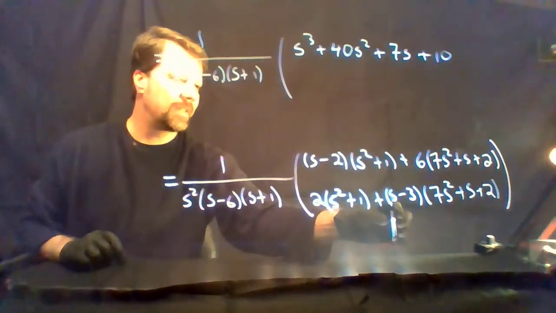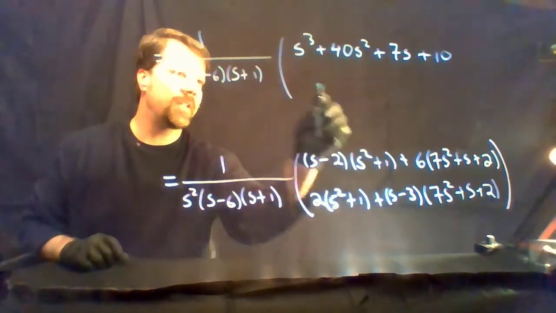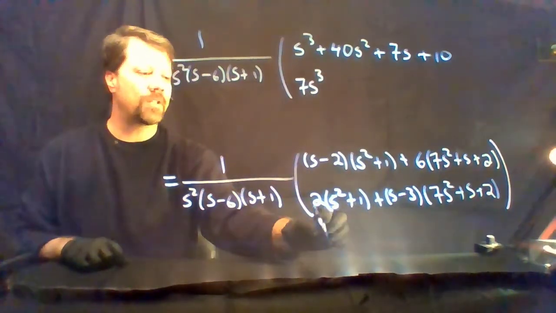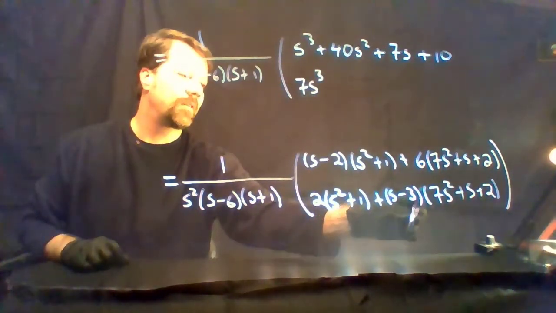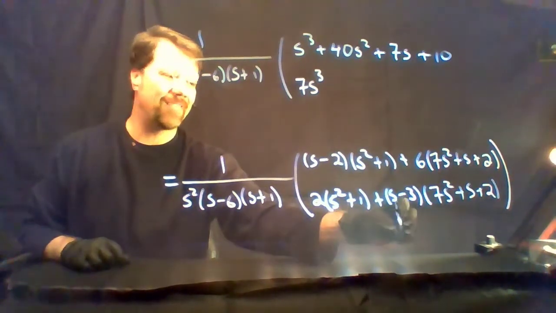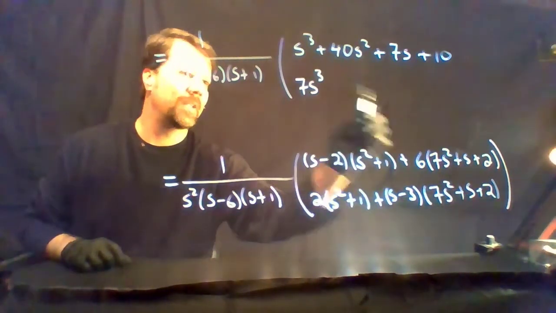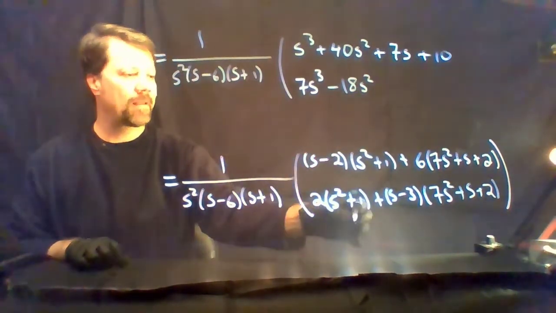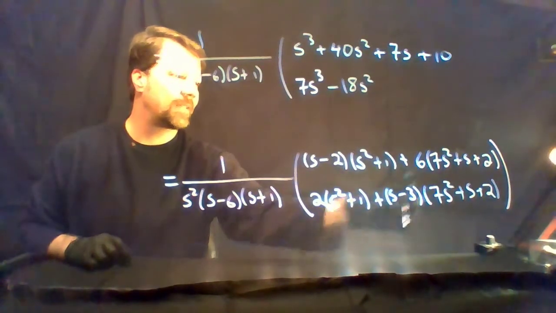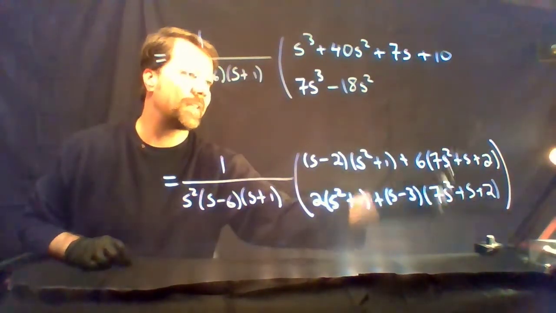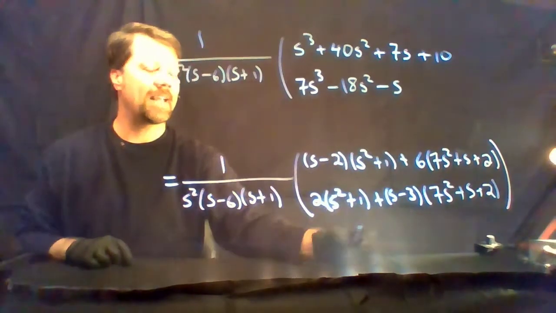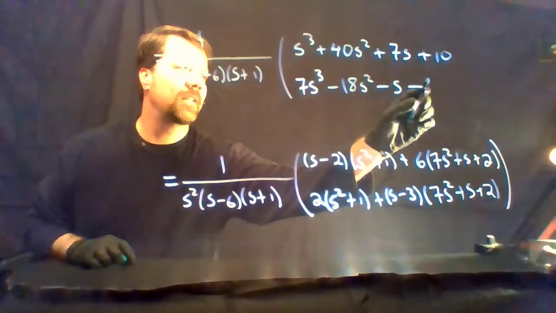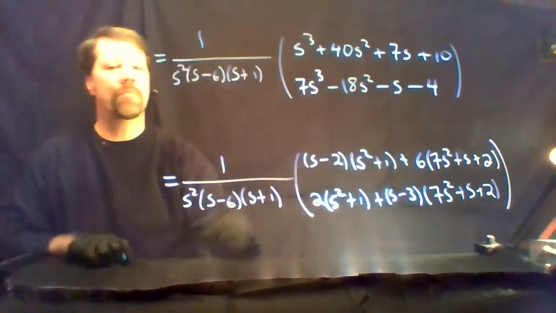In the second row, the only s cubed term is here, 7s cubed. Now the squared terms. 2s squared minus 21 is a net of negative 19, plus another one is negative 18s squared. For the s terms, we'll get 2s minus 3s for a net of minus s. And now the constant terms, 2 minus 6 is minus 4.